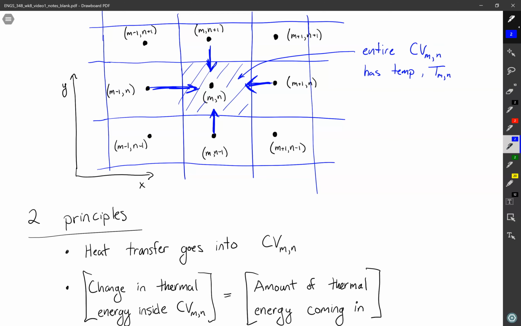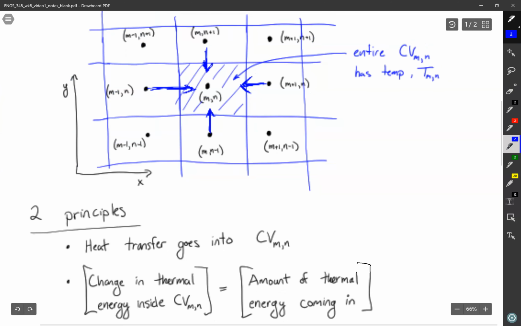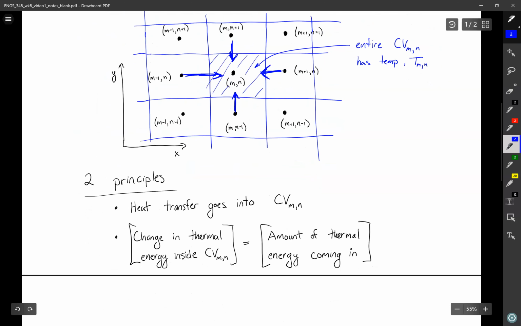And our energy balance is going to say that the change in thermal energy inside of our control volume, so inside of our box MN, is related to how much thermal energy came in. So if 1 unit of thermal energy came in, the change in thermal energy inside the box is 1. Fairly simple, and that works. That's a simple restatement of conservation of energy.